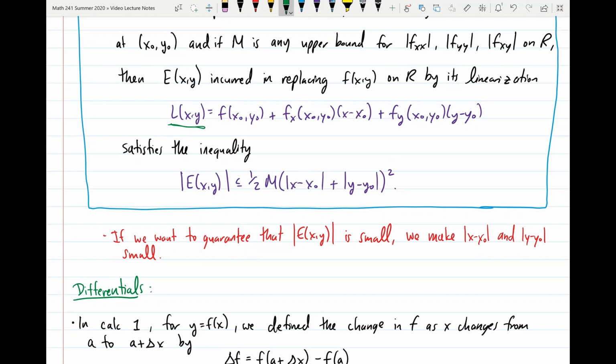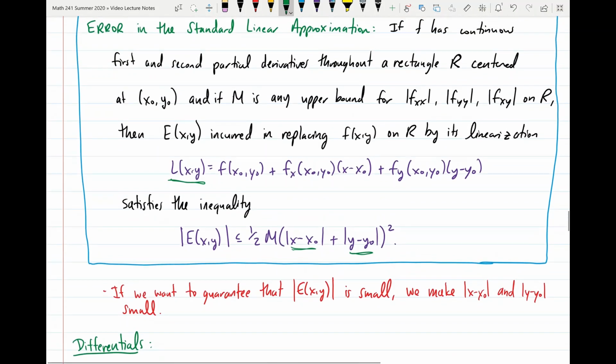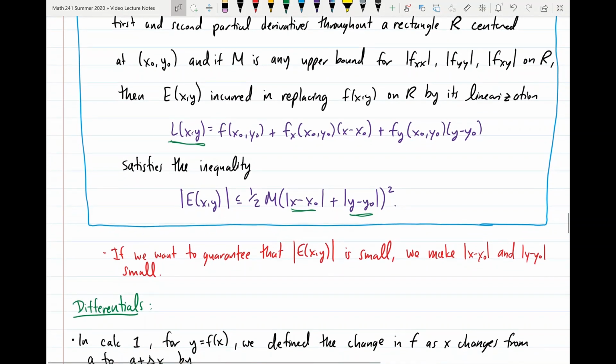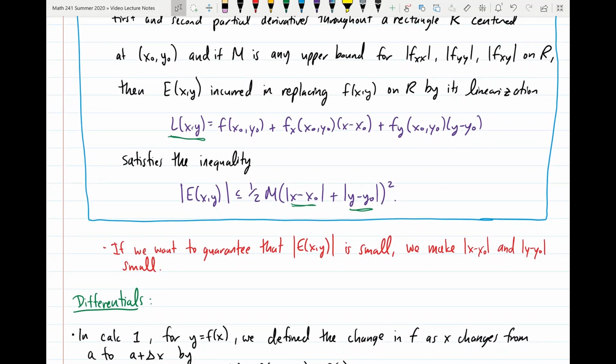So the absolute value of our error at x,y is going to be less than or equal to 1/2 times m, where m is that upper bound for all of our second order partial derivatives, multiplied by the absolute value of the change in x plus the absolute value of the change in y, all squared. And so this gives us an error bound, so we can know that our approximation is either going to be relatively good or relatively bad.